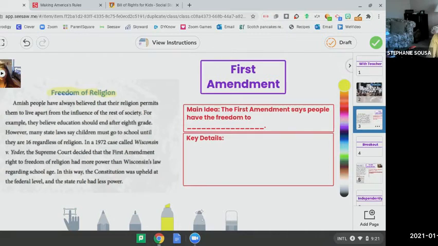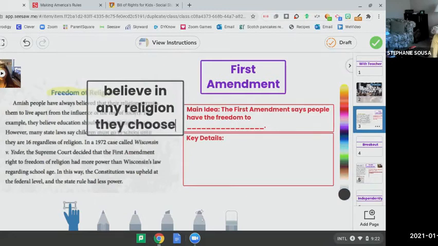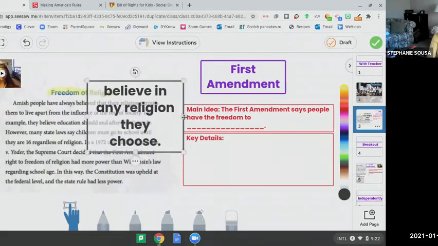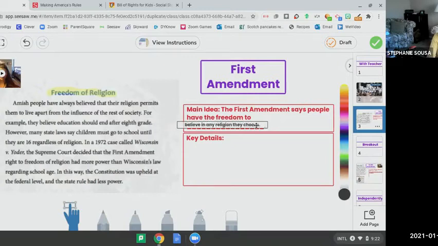And then we're going to type that in. The First Amendment says people have the freedom to believe in any religion they choose. And we're going to add that into that main idea sentence. So the First Amendment says people have the freedom to believe in any religion that they choose. Go ahead and fill that in.